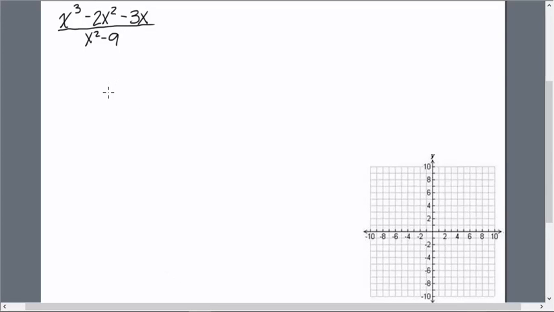So here we have graphing rational functions, and we have a lot of stuff to find for this one. This is one of the ones that takes a minute. The first thing you need to do is factor the top and bottom in their entirety.